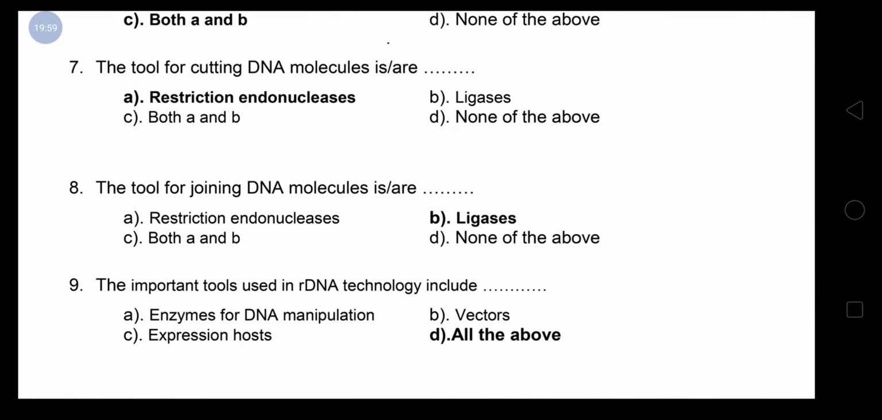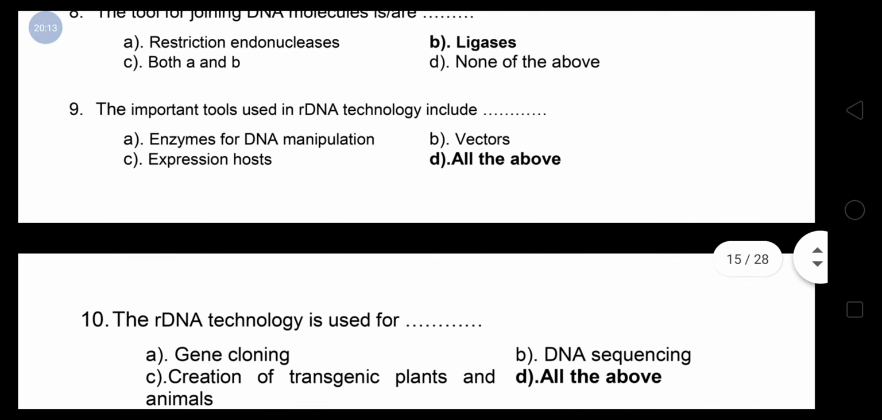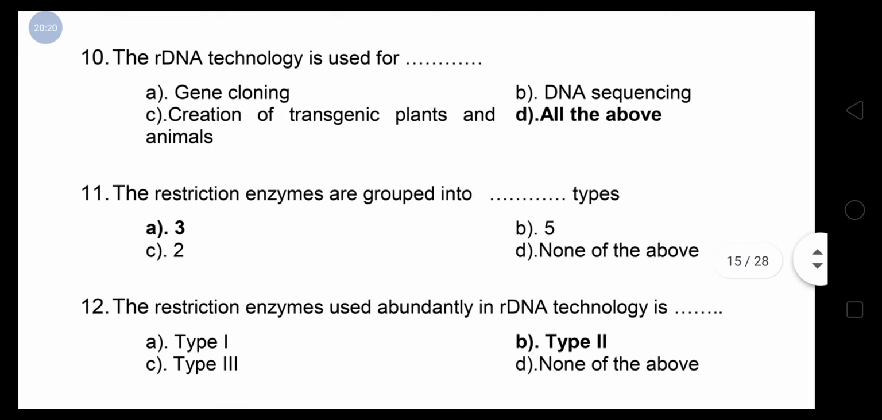The tool for cutting DNA molecules is restriction endonuclease, that is an enzyme. The tool for joining DNA molecules is ligases, also known as molecular glue. Important tools used in rDNA technology include enzymes for DNA manipulation, vectors, and expression hosts. rDNA technology is used for gene cloning, DNA sequencing, and creation of transgenic plants and animals.